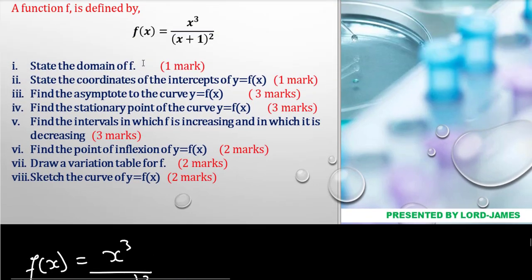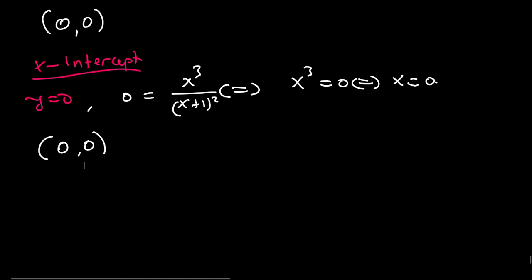Now we go to Roman 3, which says we should find the asymptotes of the curve y equal to f of x. That's 3 marks. So let's find the asymptotes to that curve. That's Roman 3. We are dealing with asymptotes.